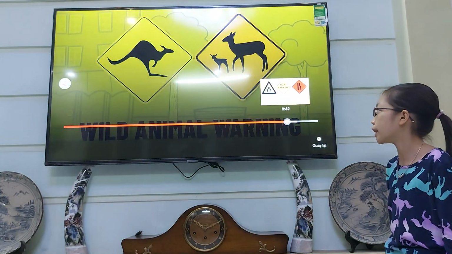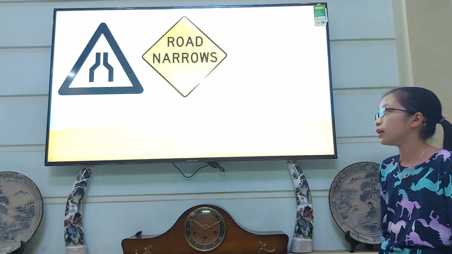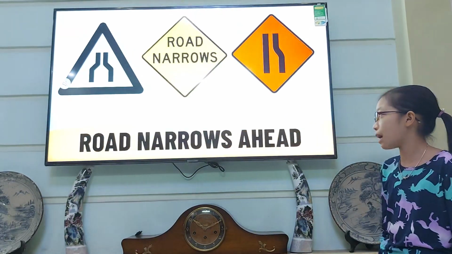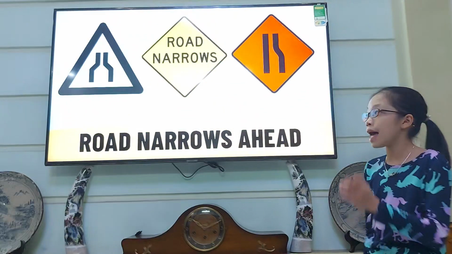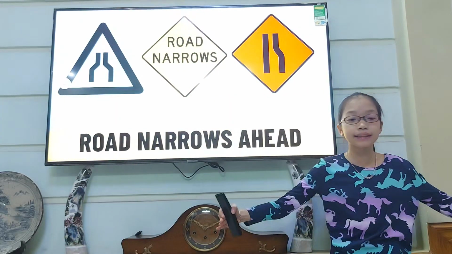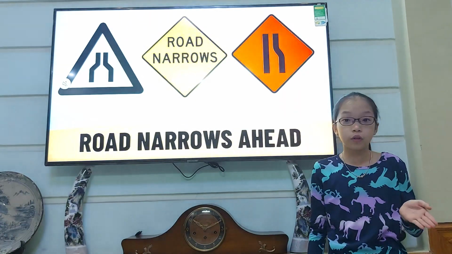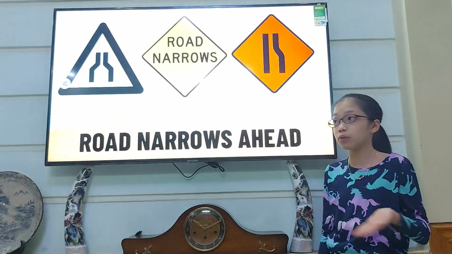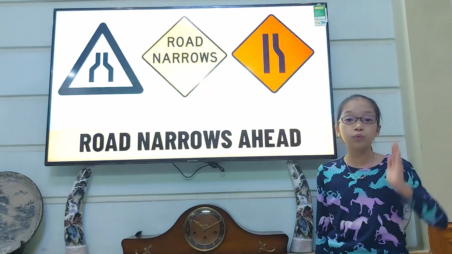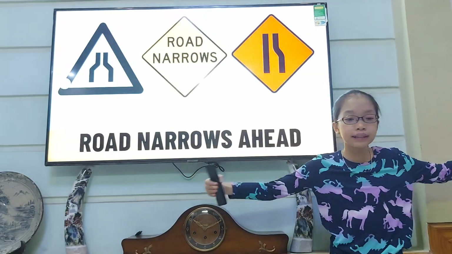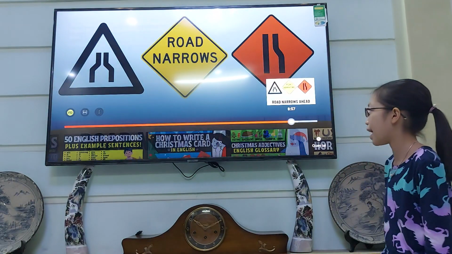Wild animal warning. Here, it is road narrows ahead. That means ahead of you, the road is bigger, but it's narrower, narrower, and narrower. That means you have to be careful because maybe you won't know, so they will tell you that the road will narrow ahead. It's bigger then it narrows, yes, ahead of you.